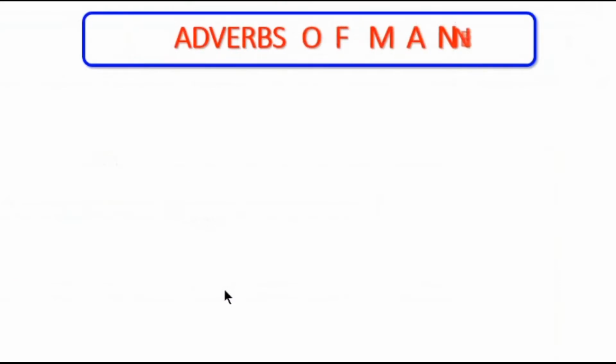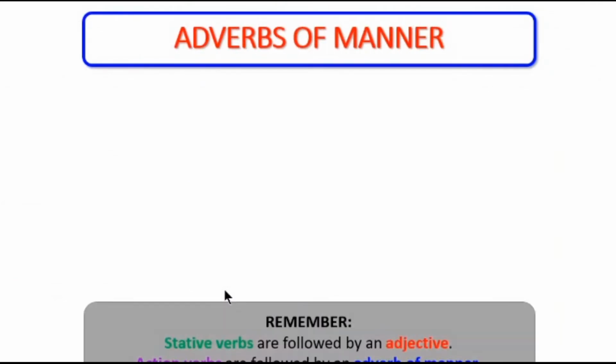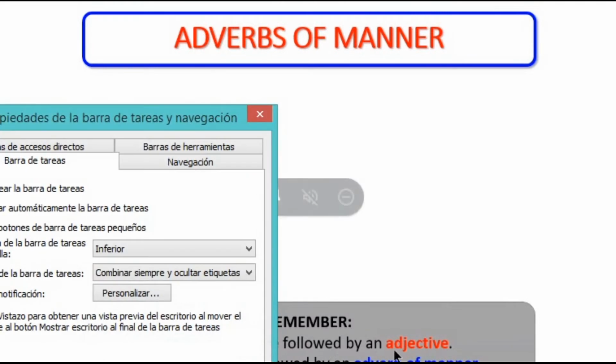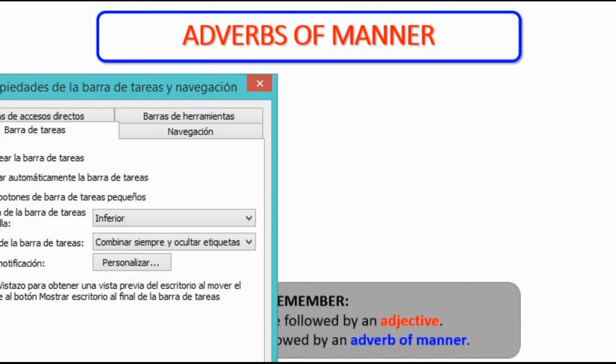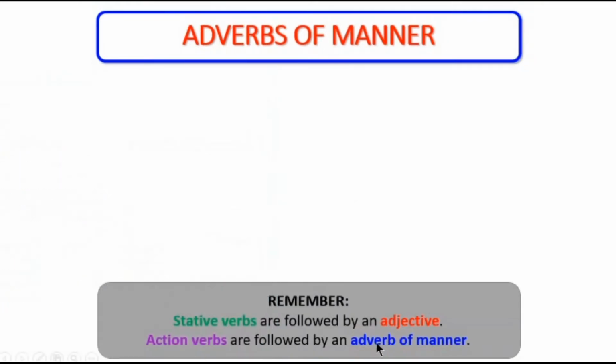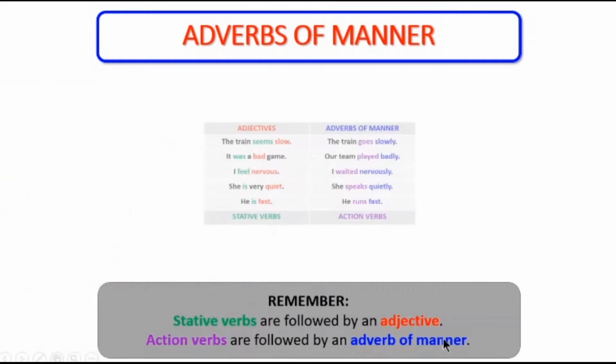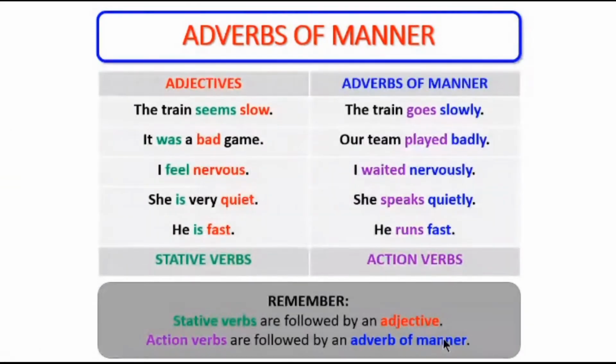Let's practice here. Stative verbs are followed by an adjective. Action verbs like play, run, cook, dance are followed by an adverb of manner. For example, you can say, the train seems slow. Seem is a stative verb. Slow is an adjective. Or you can say the same idea another way: the train goes slowly, because go is an action verb.